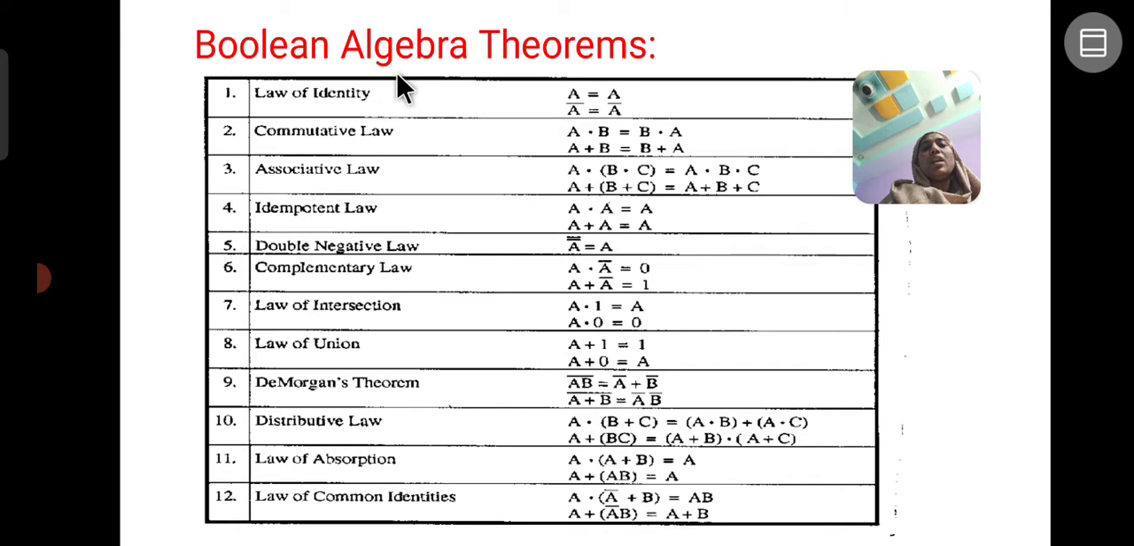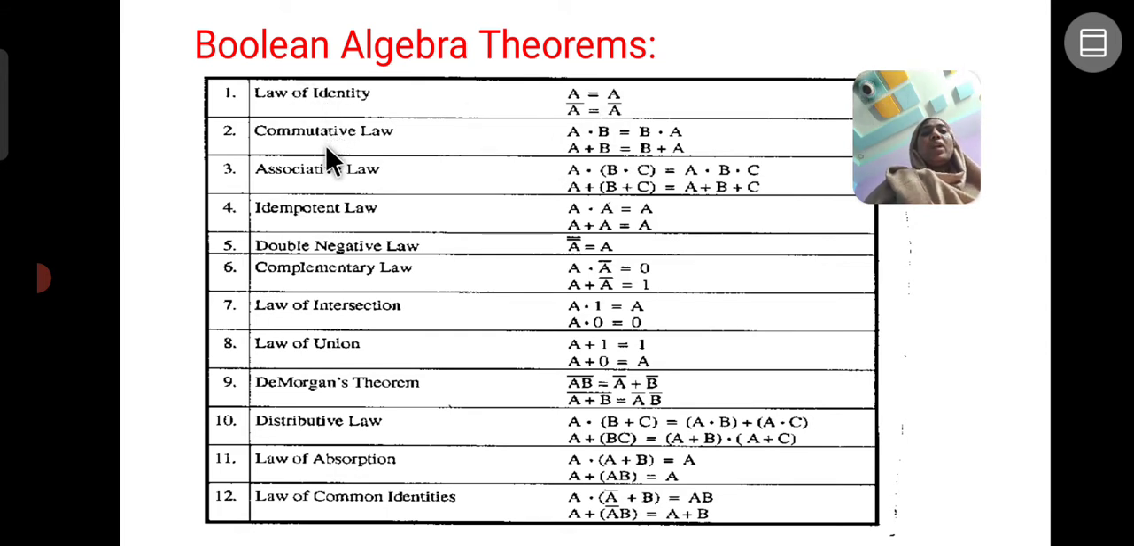So these are the Boolean algebra theorems. The law of identity: the name itself indicates that identity means if A, then it is equivalent to A. If A is 0, the output is 0. If A is 1, the output is 1. This is identity. The next one is the complement, A bar equal to A bar. So whenever the input is equivalent to the output, that is nothing but the identity law.